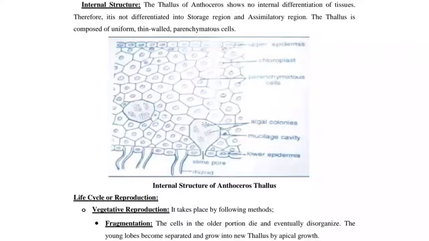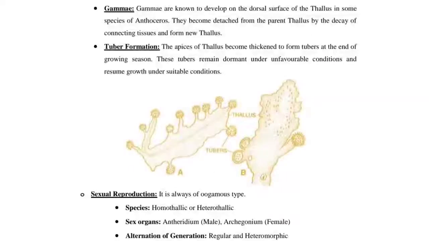Fragmentation. The cells in the older portion die and eventually disorganize. The young lobes become separated and grow into a new thallus by apical growth. Gemmae. Gemmae are known to develop on the dorsal surface of the thallus in some species of Anthoceros. They become detached from the parent thallus by the decay of connecting tissues and form a new thallus. Tuber formation. The apices of the thallus become thickened to form tubers at the end of the growing season. These tubers remain dormant under unfavorable conditions and resume growth under suitable conditions.